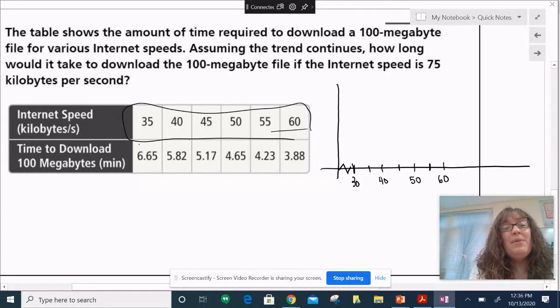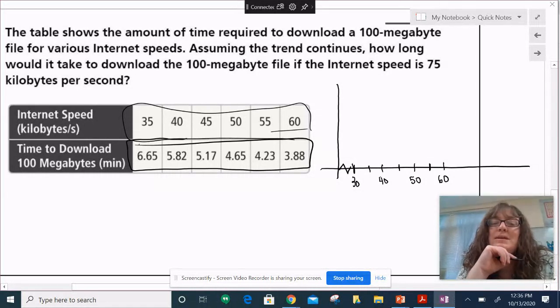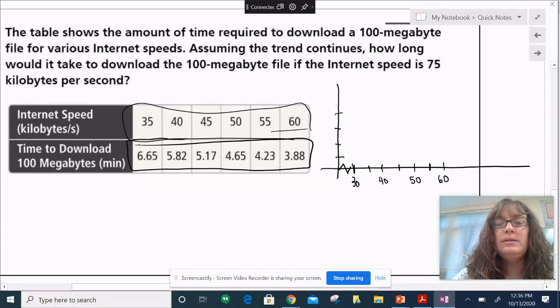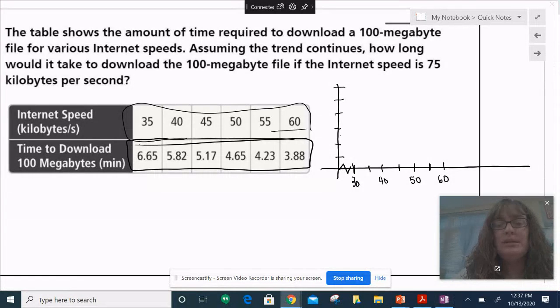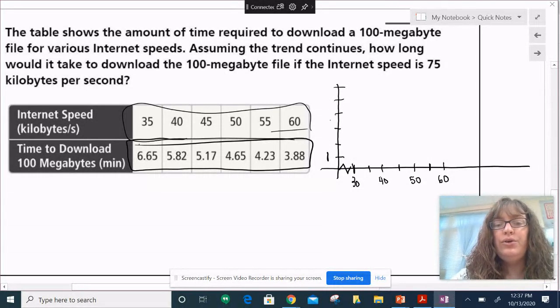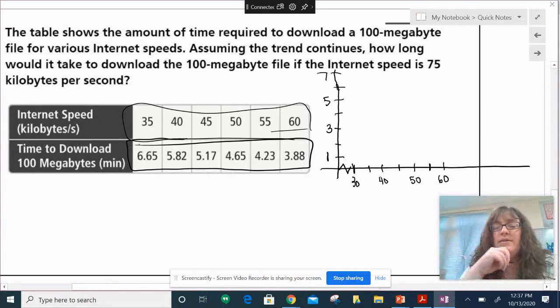Then when I go to look at my y values, they are all very small, between 6.6 and 3.8. So I'm just going to come out here to the side, and I'm going to choose to just go by ones, but you could choose to go by 0.5 if you wanted. So I'm just going to say this is 1, 2, 3, 4, 5, 6, and we'll need to go just a little higher to get 7.